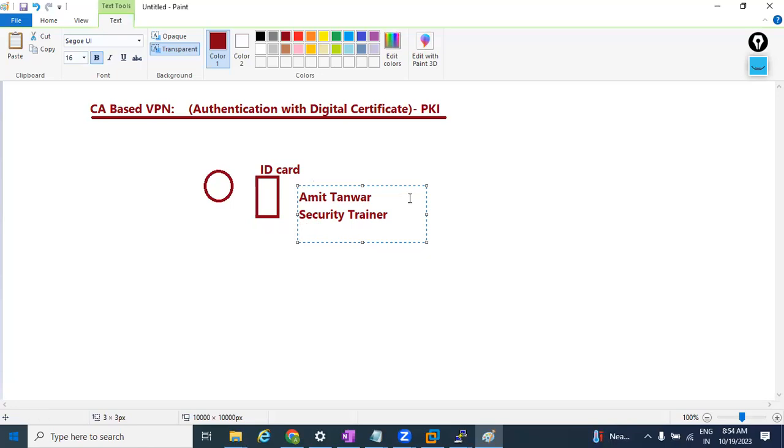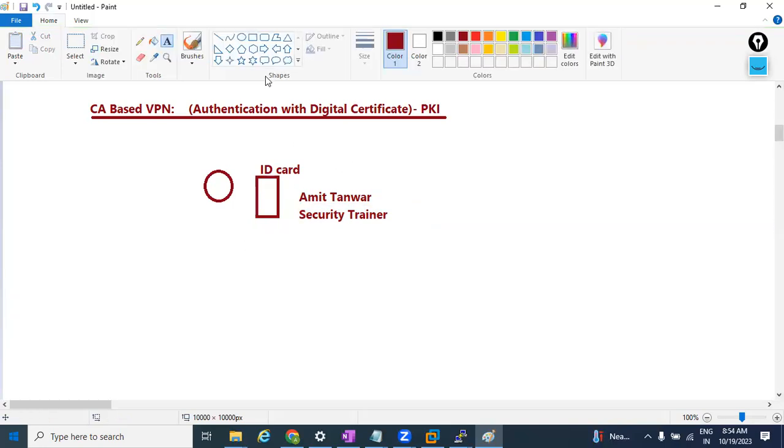Let's consider I'm working in Cisco. We have to scan our card and then only the gates would open. There are so many server rooms where you have to use your scanner, then only the door would open. Otherwise, it won't. So that is your identity.